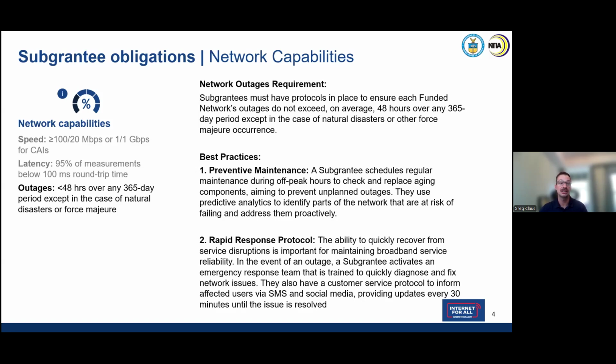So preventative maintenance, I'm sure many of your networks already have that. These are best practices: thinking through how to establish strong teams to do preventative maintenance. And then also if there is an incident that occurs, that you have a rapid response protocol and the team is fully trained and aware of all the procedures.